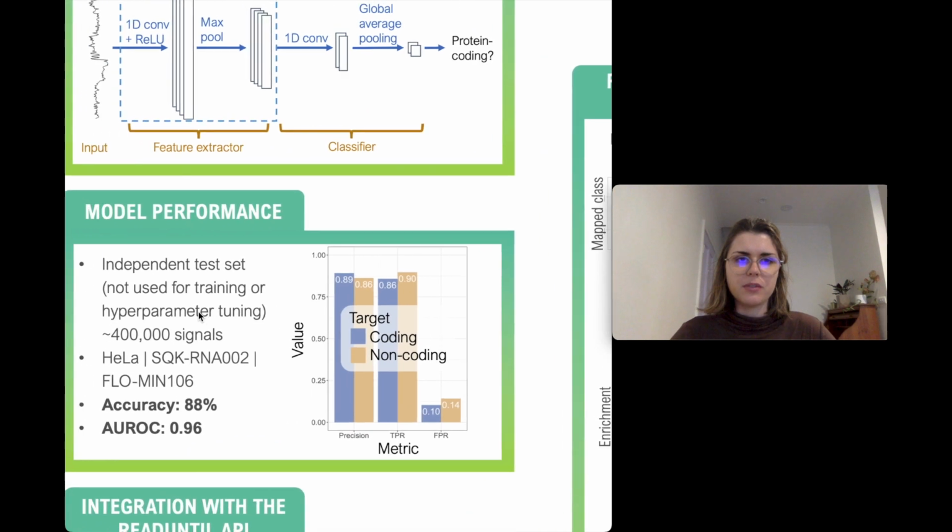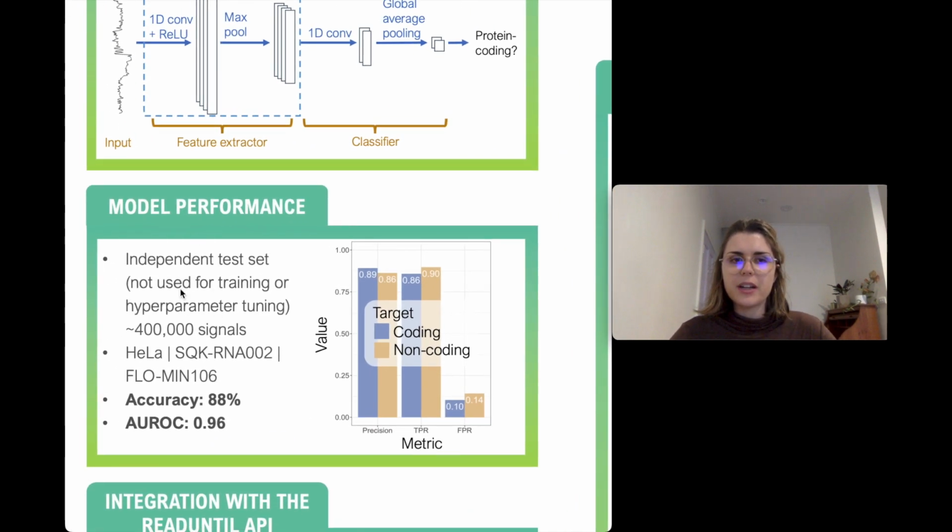So the performance of the model. We evaluated it on an independent test set which hadn't been used for training or any hyperparameter tuning, so that we could evaluate the model's capacity to generalize to unseen data. And we achieved an accuracy of 88% and an area under the curve of 0.96.